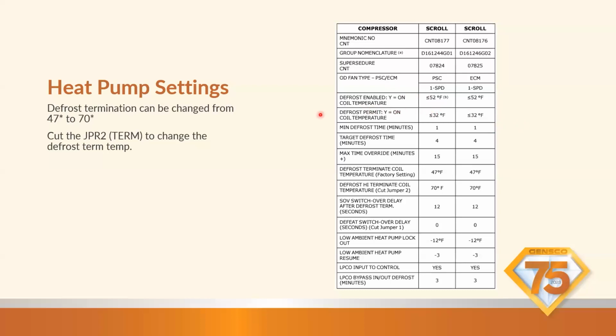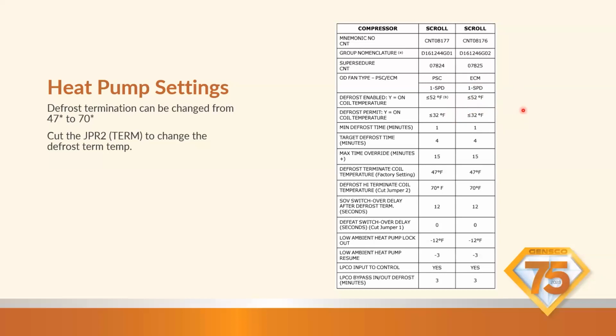The second thing that's important here is the defrost permit. The coil itself, the coil temperature sensor, has to be below freezing. If it doesn't think the coil's frozen, it'll never try to defrost itself. So it's got to be below 52 degrees outside, and the coil itself has to be below 32. So you have two temperature sensors. One is the outdoor ambient temp sensor. The other is the coil temperature sensor.